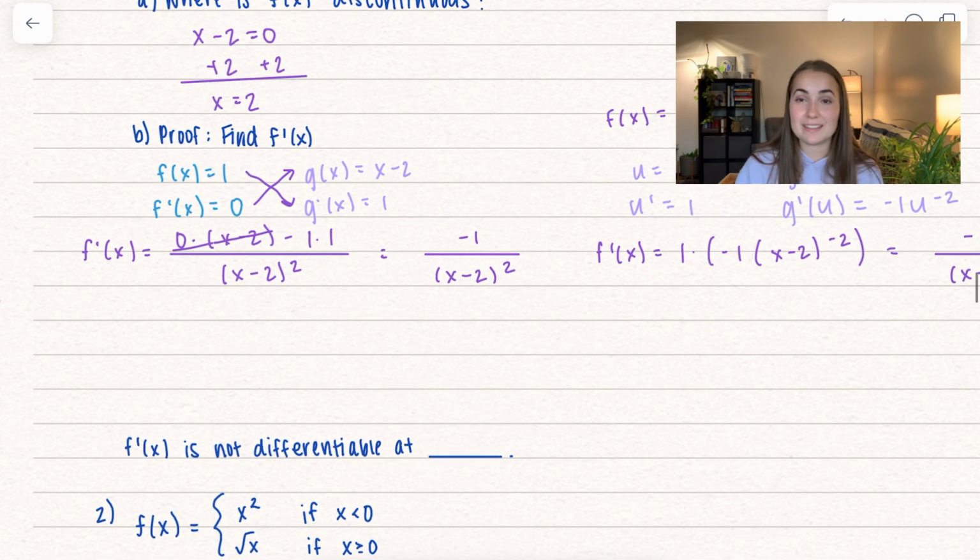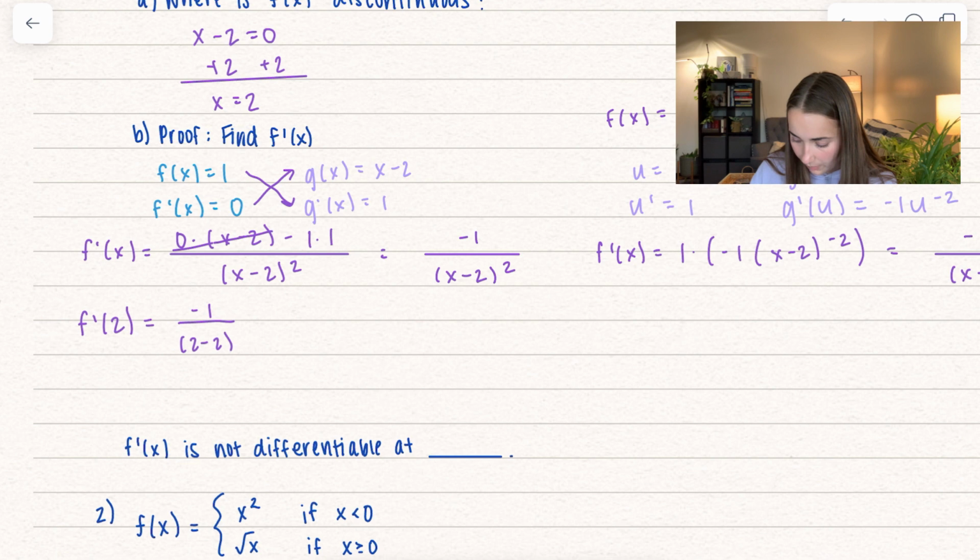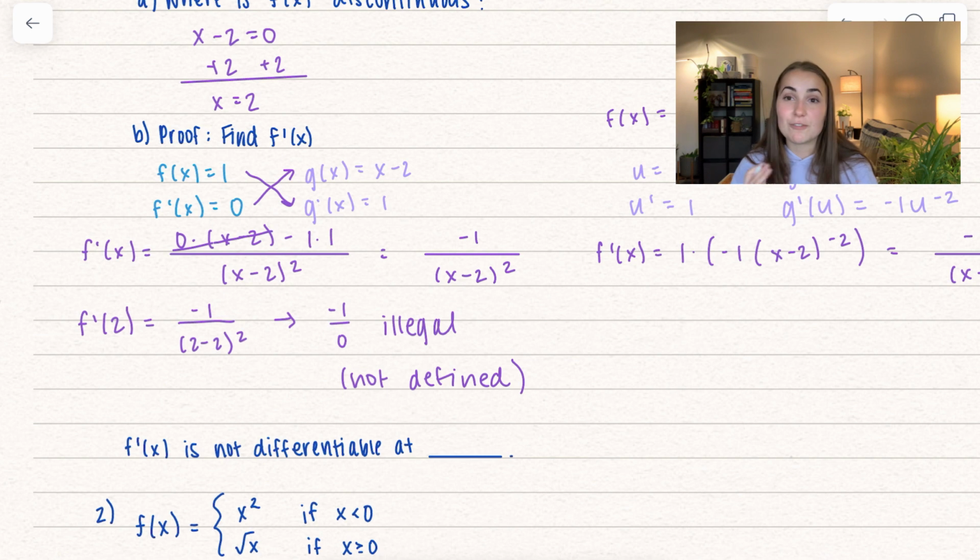Remember, we're trying to show that this is not differentiable, which means I want to plug in that value of 2. When I do that, I get negative 1 over (2 minus 2) squared. And here we can see our issue. I get negative 1 over 0, which is indeed illegal, or in real terms, it's not defined. So that means we have a vertical asymptote at x equals 2. Therefore, f prime of x is not differentiable at x equals 2.